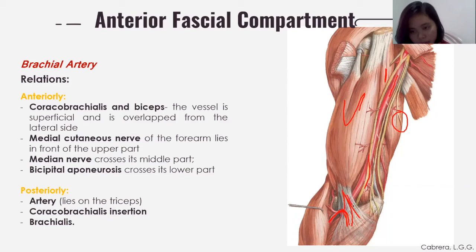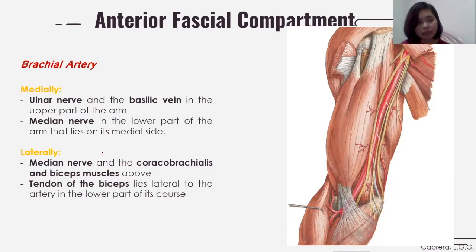Ito pong kulay white is the bicipital aponeurosis. And for the posterior relation, of course, we have the artery that lies on the triceps, the coracobrachialis insertion, and lastly, the brachialis muscle. So, ito po ang brachialis muscle. For the medial relation, we have the ulnar nerve and the basilic vein in the upper part of the arm. So ito po ang ulnar nerve, which as you can see is at the medial side of the brachial artery and at the medial side of the upper arm.